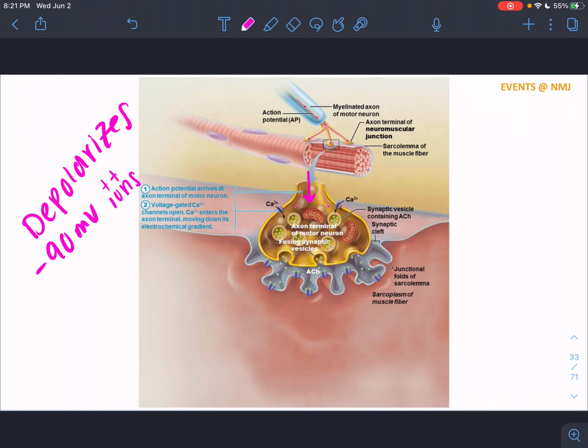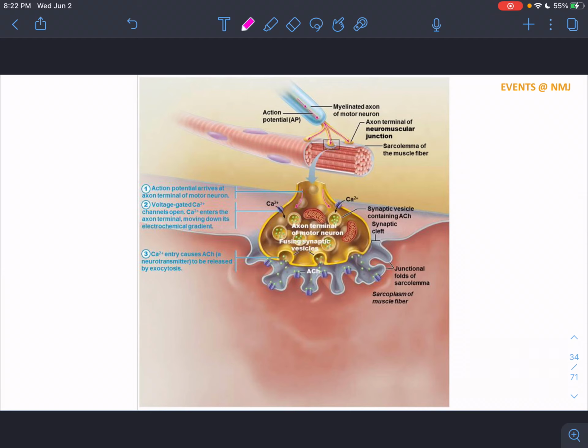That depolarization causes voltage-gated calcium channels, step 2 here, to open. We can see we have voltage-gated calcium channels on the axon terminal. Those channels open due to the depolarization of the action potential. Calcium enters the axon terminal, since at rest there is a greater concentration of calcium outside. Calcium entering is what allows our synaptic vesicles filled with the neurotransmitter acetylcholine to go through exocytosis, and acetylcholine is released into the synaptic cleft. Remember, the synaptic cleft is just the space between the axon terminal and the muscle fiber.